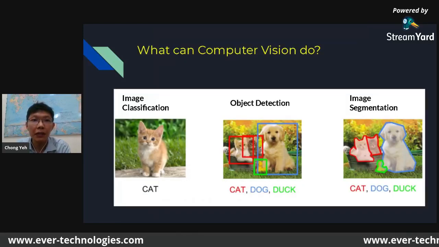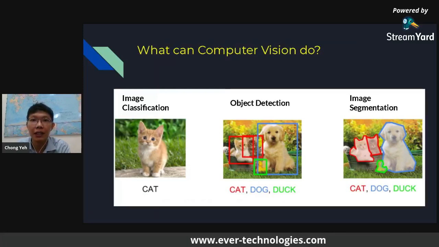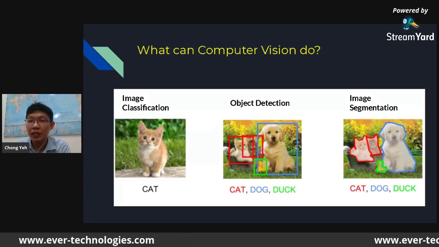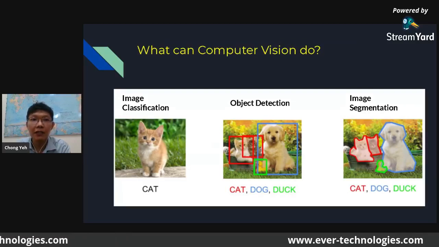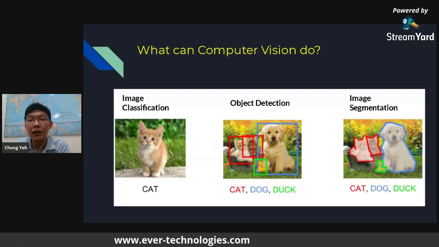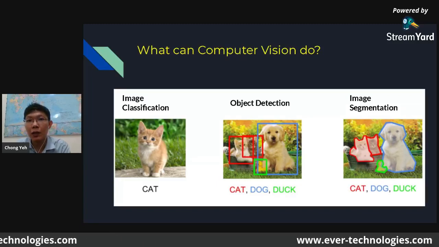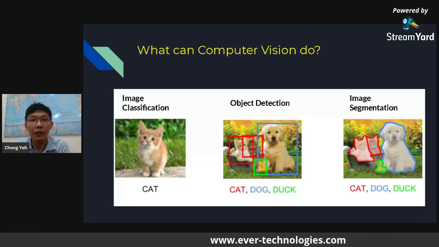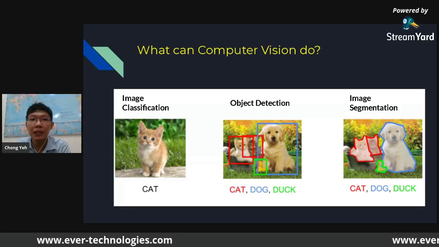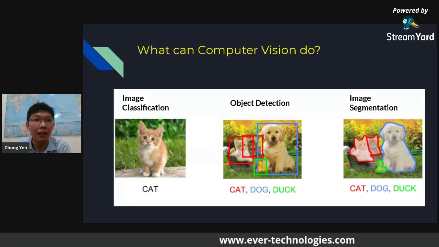What computer vision can do basically comes from these three functions: image classification, object detection, and image segmentation. In image classification, the model is able to tell you that this is a picture of a cat, but it doesn't tell you where the cat is. In object detection, it not only tells you that it's a cat but also exactly where the cat is located. And let's go a step further: in image segmentation, it will tell you what the shape of the cat looks like and which pixels actually belong to the cat. Let's go through it one by one. Next slide.